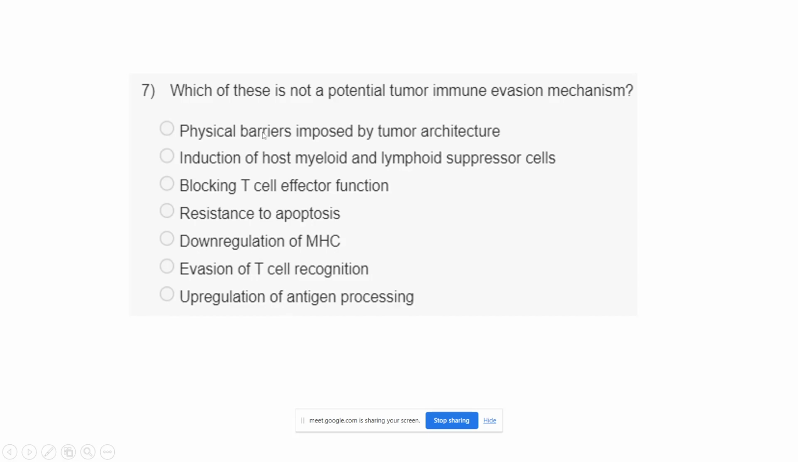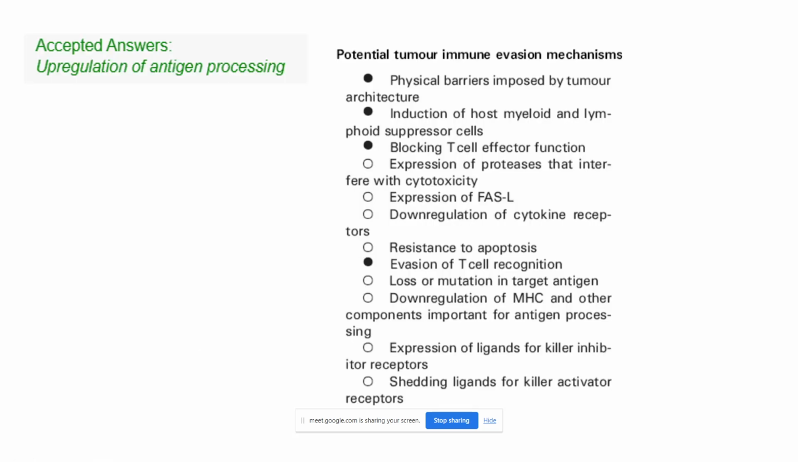All the other options such as physical barriers imposed by the tumor architecture, induction of host myeloid and lymphoid suppressor cells, blocking T cell, resistance to apoptosis, downregulation of MHC and evasion of T cell, are basically suppressing or downregulating or evading different immune cells. The only option, upregulating the antigen processing, is not an evasion mechanism. So this will be the correct option: upregulation of antigen processing.